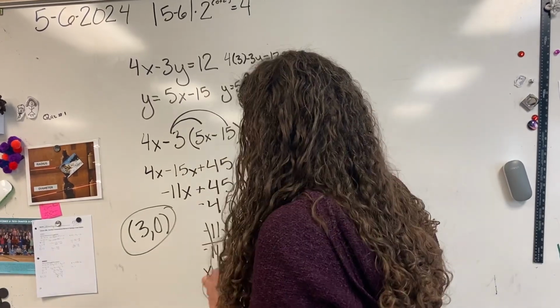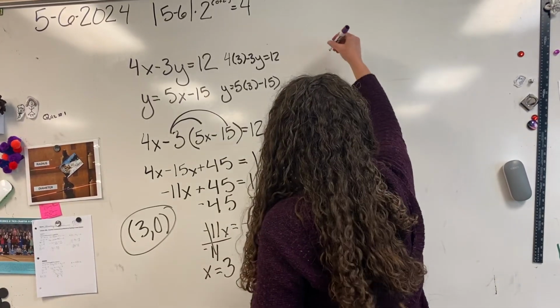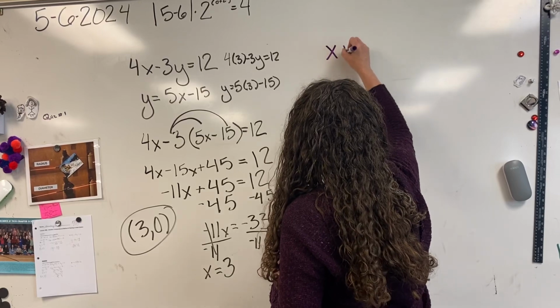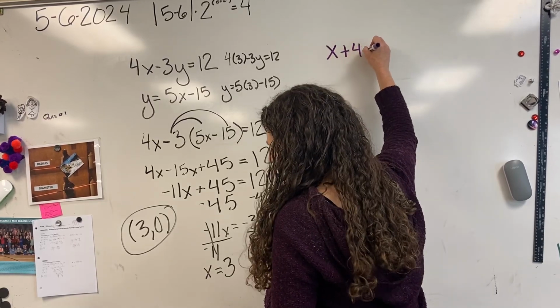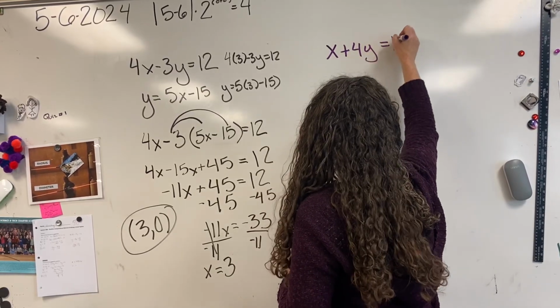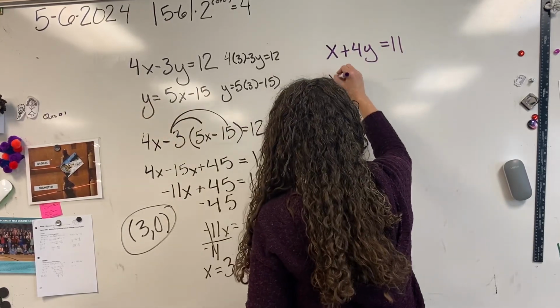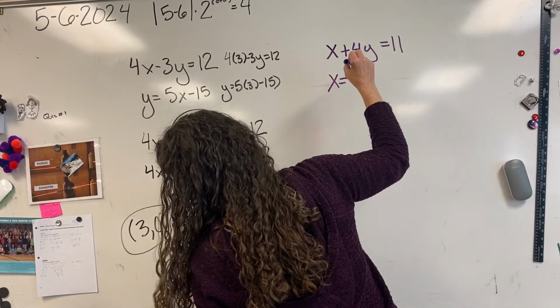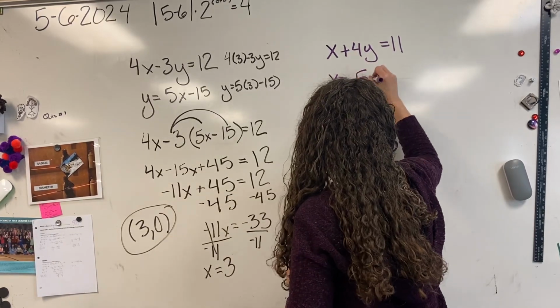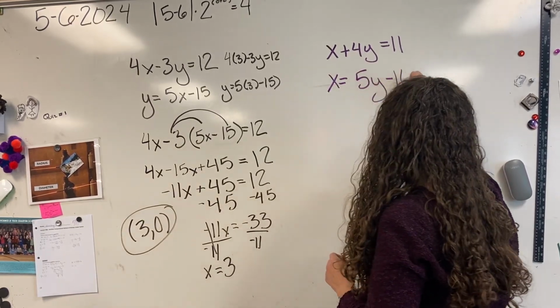Now, the next one's kind of nice. We have x plus 4y equals 11. And this time we're given what x equals: x equals 5y minus 16. Do you see why this one is a little bit nicer than the last one?